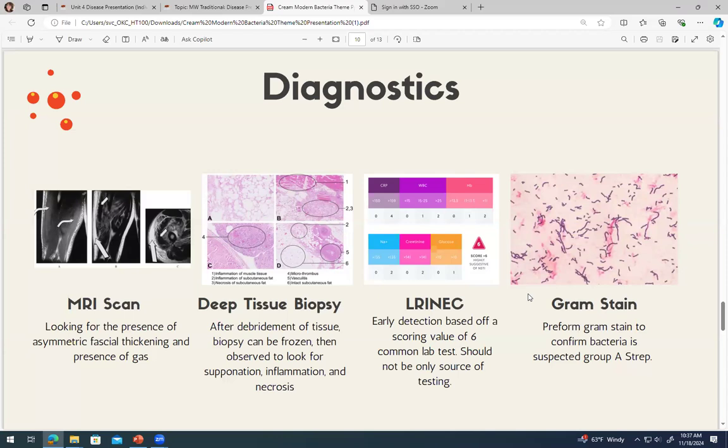The way that you narrow it down is, after you have a sepsis treatment going on your patient, you're going to take this into the gram stain laboratory. And if it tests positive for group A strep, pretty good that yes, that is what we've got going on here.